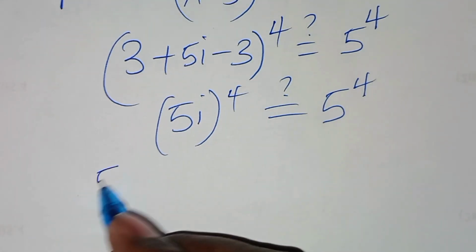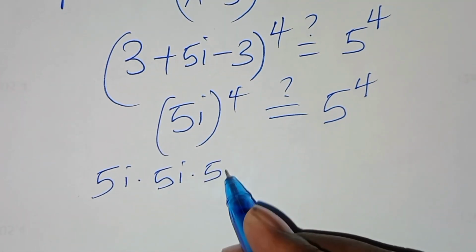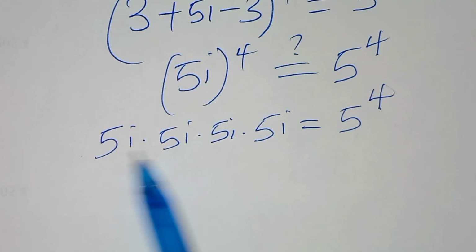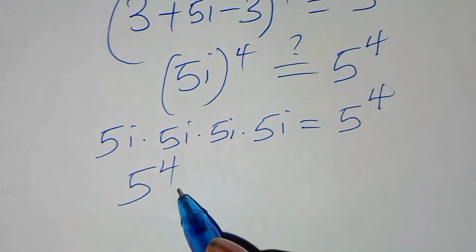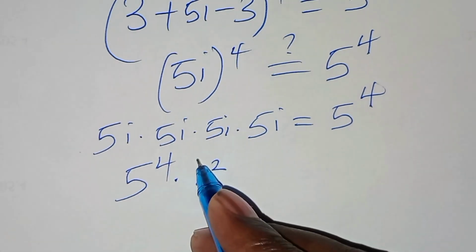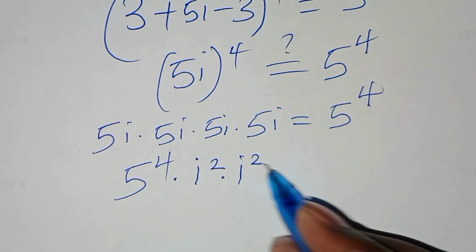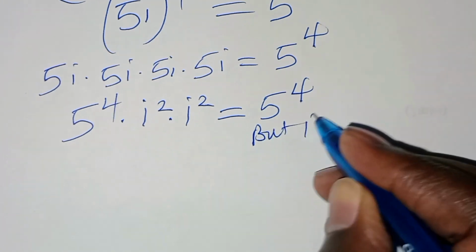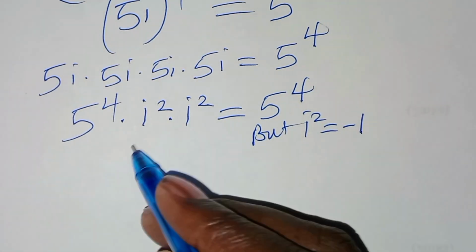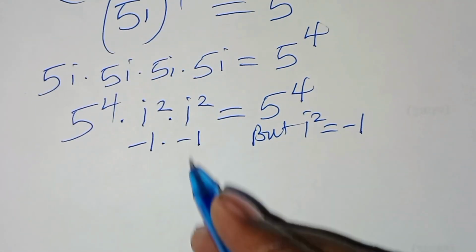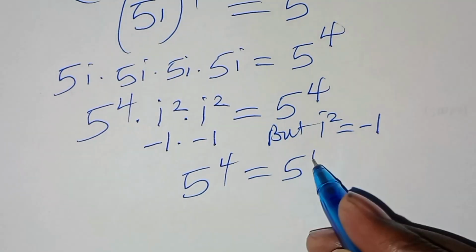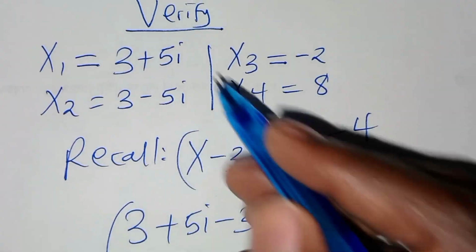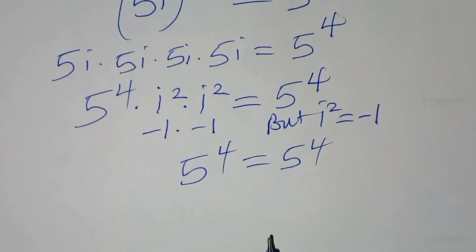So we can write this as 5i times 5i times 5i times 5i. This should give us a value of 5 to the power 4. So here, 5 times 5 times 5 times 5 is 5 to the power 4, multiplied by i times i, which is i squared, multiplied by i times i, which is i squared. But i squared is equal to minus 1. So minus 1 times minus 1 is equal to 1. So 5 to the power 4 is equal to 5 to the power 4, which implies that the left hand side is equal to the right hand side. So x1 satisfies the equation.